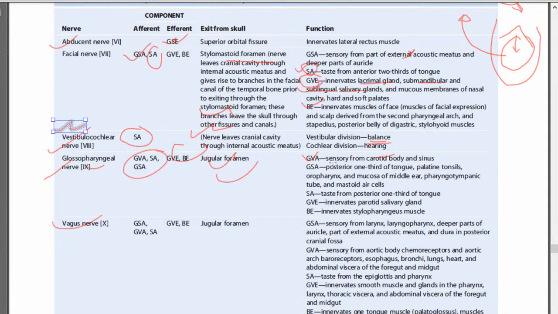GVA, general visual, okay. We have already talked about the vestibular and cochlear nerves. Vestibular helps in balancing the body, and cochlear helps in hearing. So these are special afferent, vestibular and cochlear. Then the ninth nerve is the glossopharyngeal.